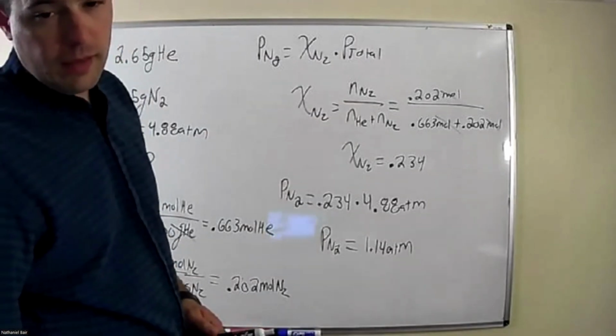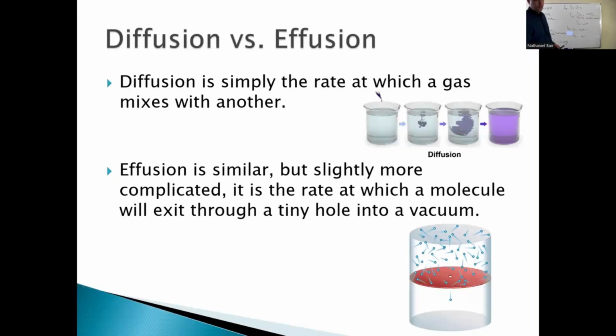All right. Next up, Graham's law of effusion. We need effusion versus diffusion. You guys are probably super familiar with diffusion. Diffusion is when a gas kind of just mixes with another, or when any fluid mixes with another. There you have an example in that picture at the top of the food coloring being dropped in, and the purple food coloring diffusing throughout.